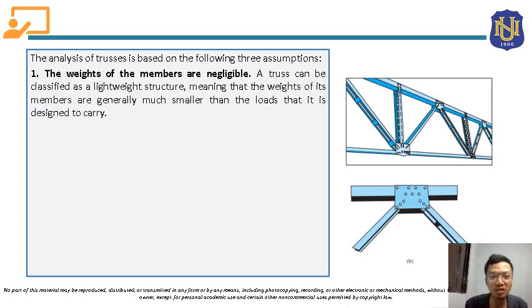The first assumption is the weights of the members are negligible. So we are not going to consider the weights of the members in trusses. A truss can be classified as a lightweight structure, meaning that the weights of its members are generally much smaller than the loads that it is designed to carry. That's why it will just be negligible.